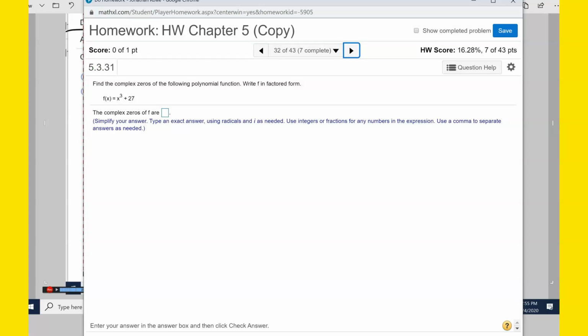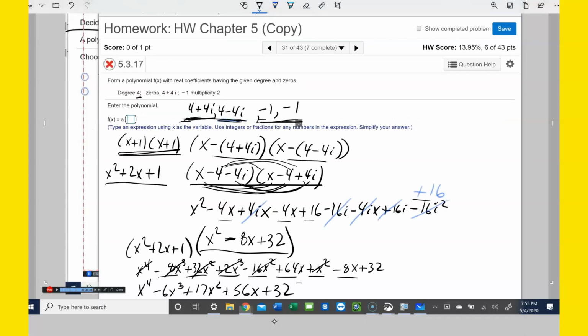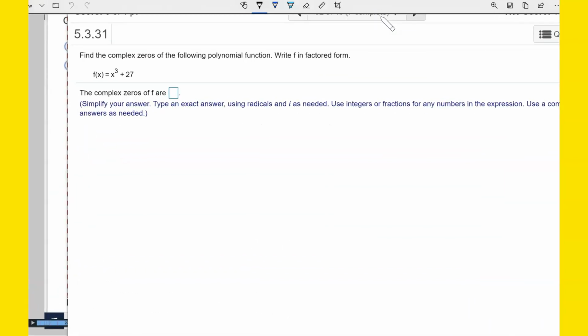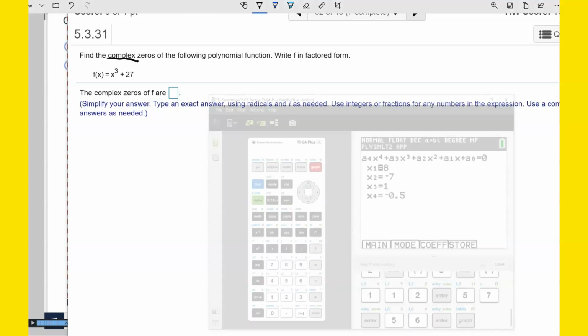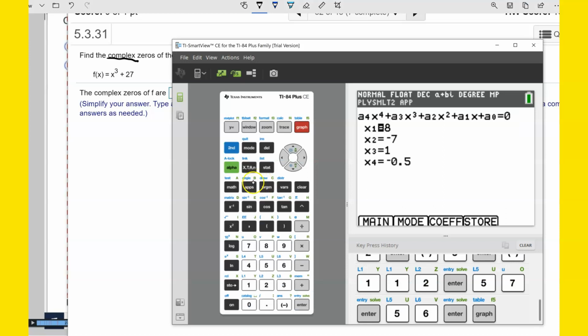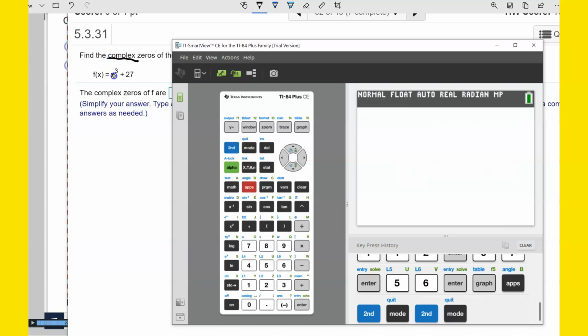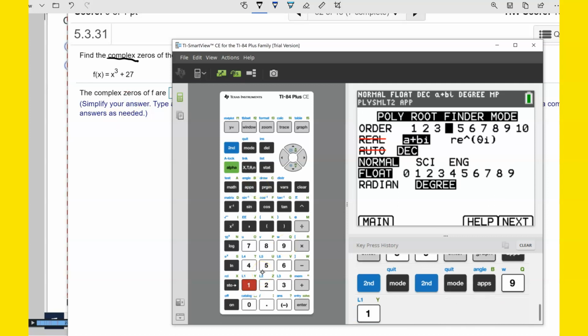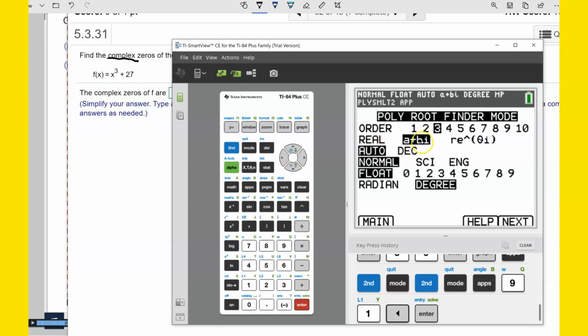All right. Again, finding the complex zeros. I'll show you a couple of ways you can do this problem. Notice this one says find the complex zeros, not just the real ones. So we're going to do the imaginary ones and the real ones here. So, again, one way is in the calculator. Go to apps. Go to option 9. Then option 1. The order is 3 this time. I definitely want the a plus bi to be highlighted.